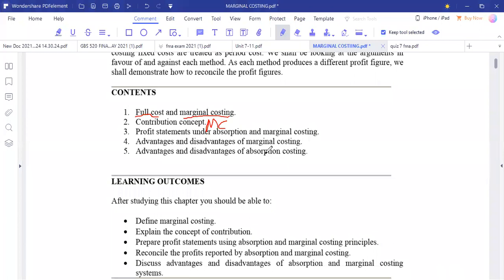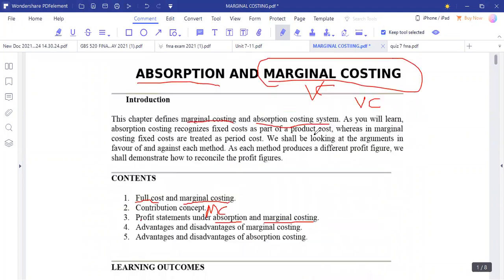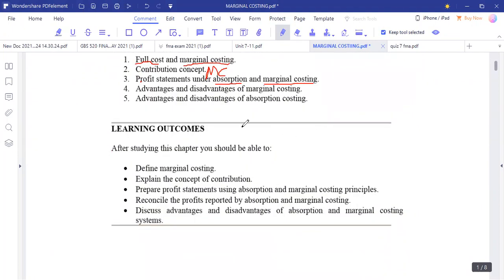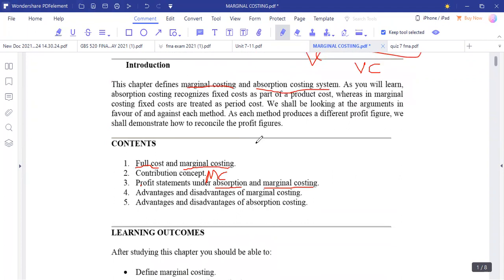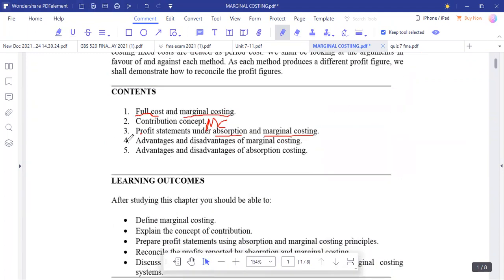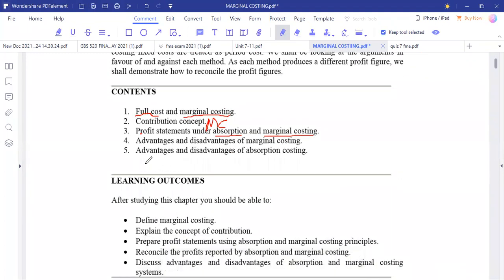Okay. So the contribution concept is for marginal costing. And then we can also do the profit statements under absorption costing and under marginal costing. This one is not cumbersome. You'll be able to understand it thoroughly. We will also get to the advantages and disadvantages of marginal costing, and the merits and demerits of absorption costing.